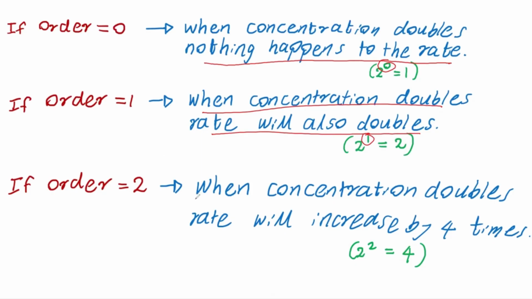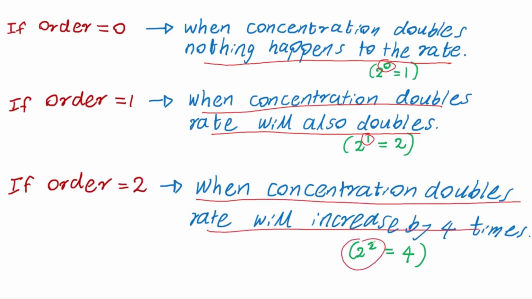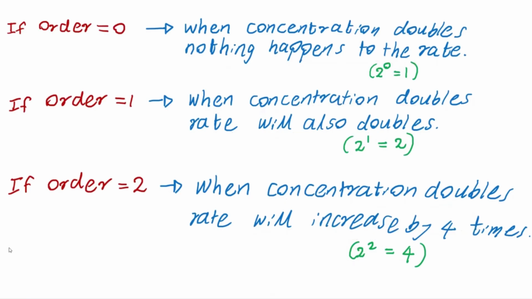Third thing you have to know is, if you double the concentration and the rate increases by 4 times, that means 2 to the power 2 is 4. So when you double the concentration here, that doubling, 2 to the power 2, will give you the answer 4. So that means the order with respect to that reactant is 2.